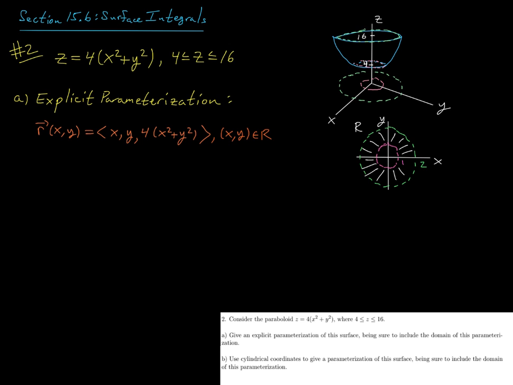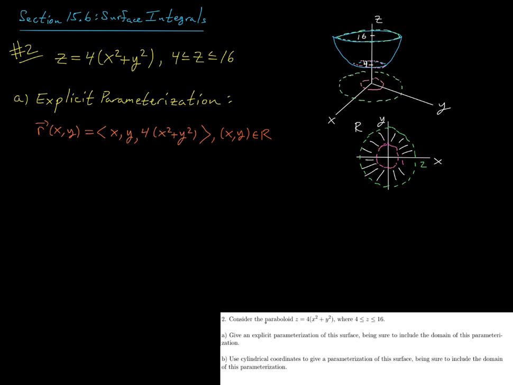And then likewise up here at the top, for this green circle, that's where z is 16. So if I set 16 here for z, I'm going to get that x squared plus y squared is equal to 4. And so that's a circle of radius 2. So x, y here can vary over this annulus between these two circles.